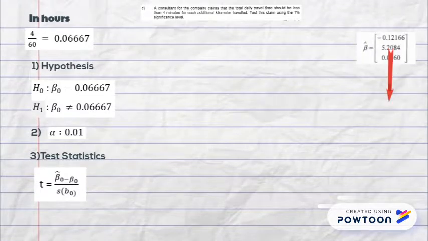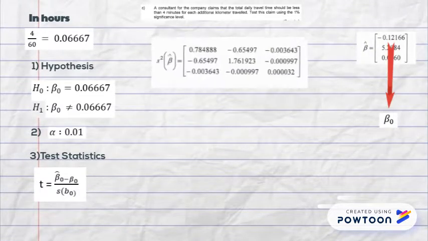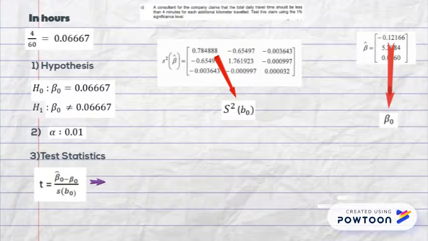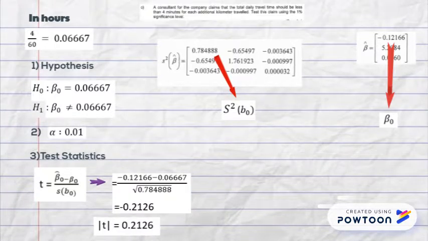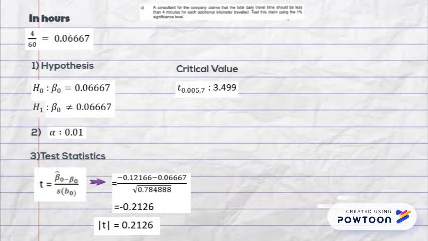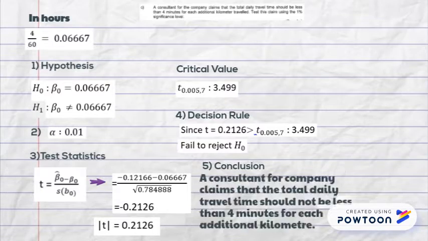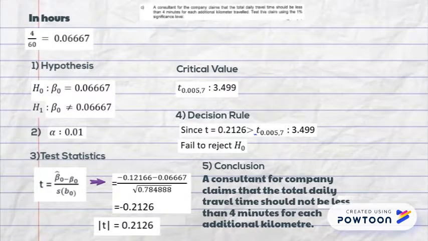Next, the value of B naught we can get from the matrix of beta, and as B naught can be found in the matrix of S squared B, but we need to square root the answer first. The value of T for the test statistic is 0.2126. After that, for the critical value t alpha over 2 with degrees of freedom of error, we get 3.499. Next decision rule, we reject H null because the value of T is greater than the T table. Therefore, the conclusion is a consultant for the company claims that the total daily travel time should not be less than.